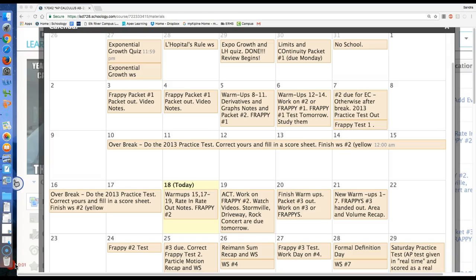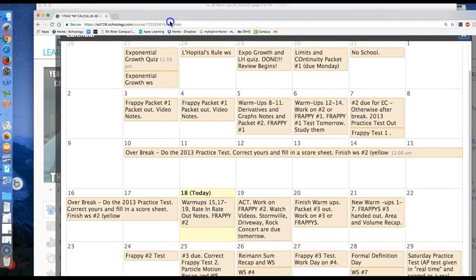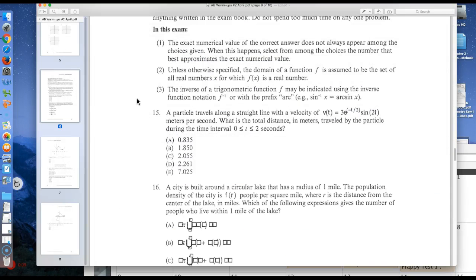First thing up, we'll go to our warm-ups. Go to your warm-up packet. It should be sitting in there. We are at number 15, and due to time constraints, we're just going to do these together.